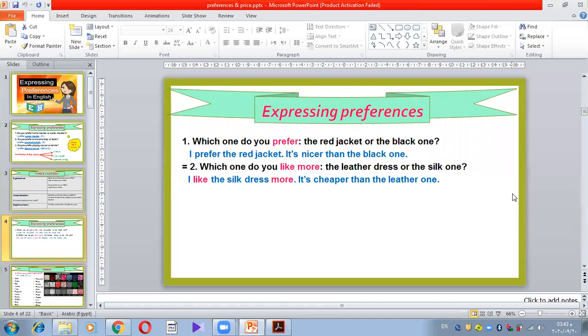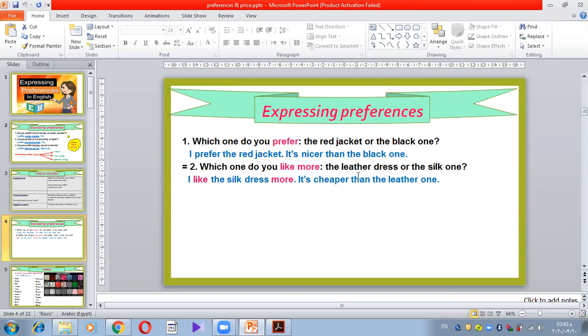So as we said, we can use prefer, like more, or like better. I just want to stress on something different here. Leather dress, silk one. What do you think about these words? Leather, silk, red, black. I know that all of you know that red and black are examples of colors.